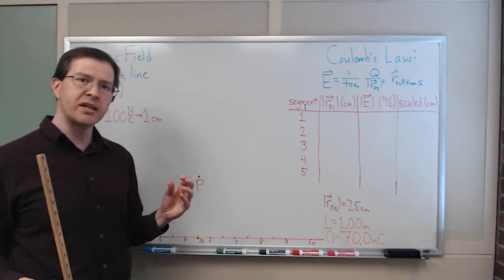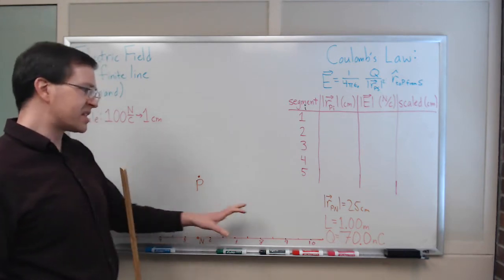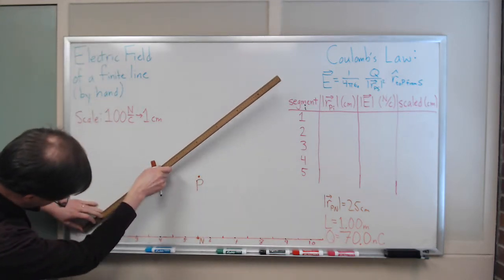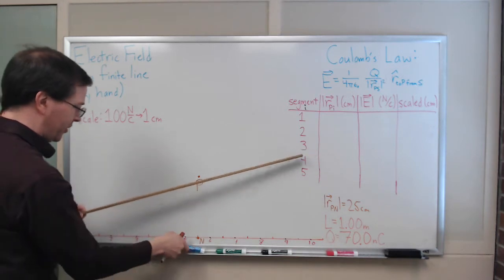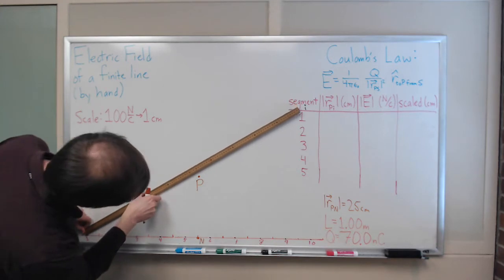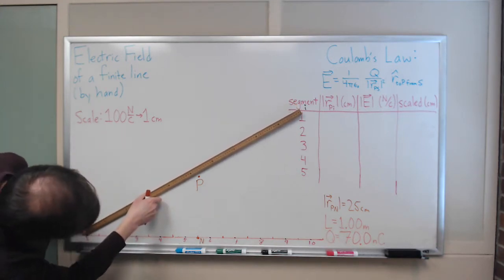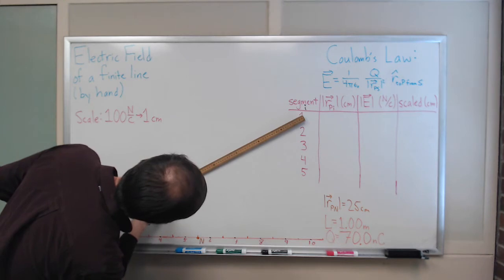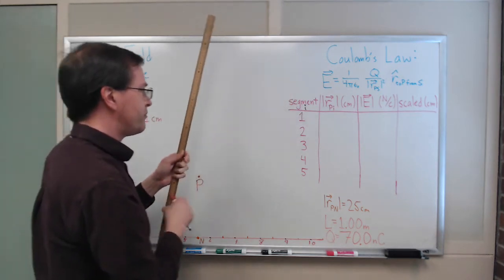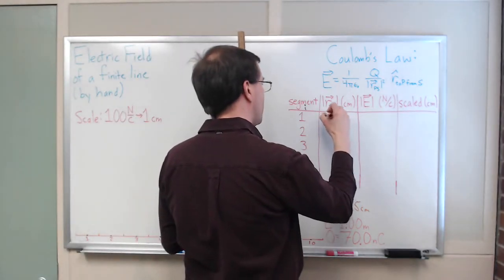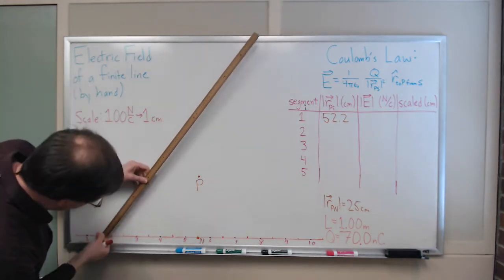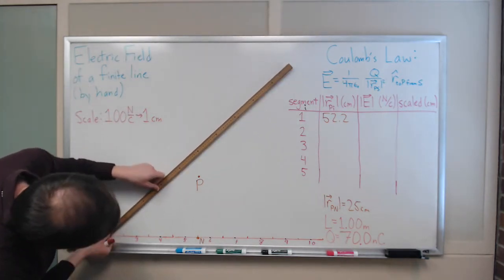Make sure you understand how this is working, why this is giving a good approximation to what's going on. So let me do this. Here we go. From point 1 to point P, I am getting a distance of, I would say, 52.2 centimeters. I'll put that here. From point 2 to point P, I'm going to measure a distance.